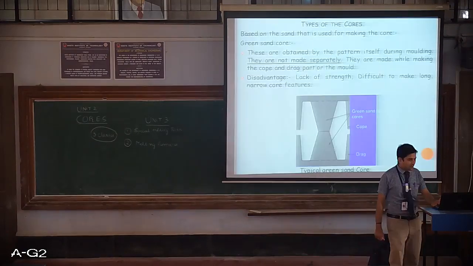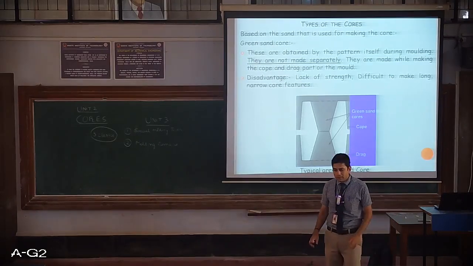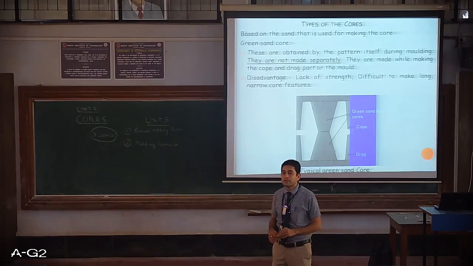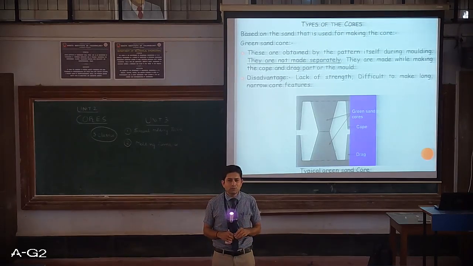Now we'll go ahead with the types of cores. There are different ways by which you can classify the type of core. I would like to explain two basic types: one based upon the type of sand that is used to make those cores, and another based upon the position of the core. How do you position the core inside the mold cavity?